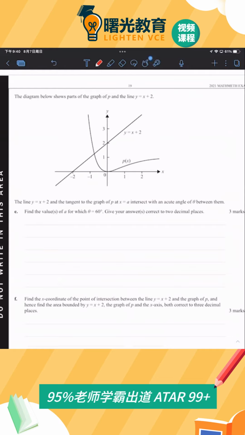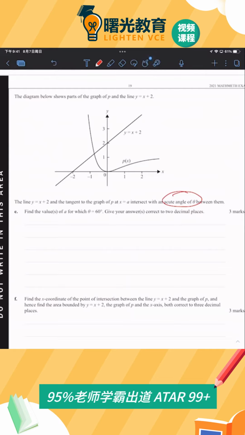The line y equals x plus 2 and the tangent to the graph of P at x equals A intersect with an acute angle. When you read the question, you better highlight or circle the important information. Use your reading time wisely. Now, find the value of A for which theta equals 60 degrees. What is theta? Theta is an acute angle between them, so it has to be greater than 0 degrees and less than 90 degrees.